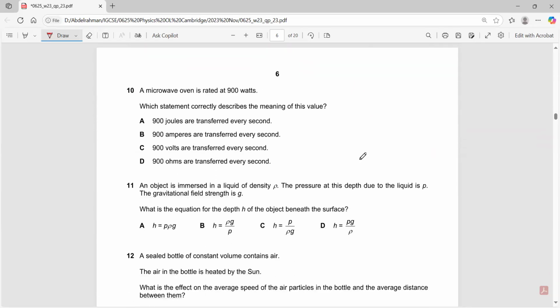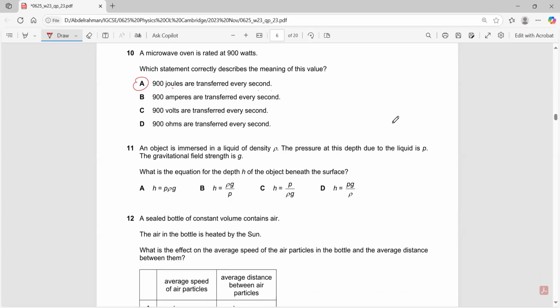A microwave oven is rated at 900 watts. Which statement correctly describes the meaning of this value? 900 watts, what does this mean? 900 joules are transferred every second. Power equals energy over time. 900 joules per second. Yes, this is correct.